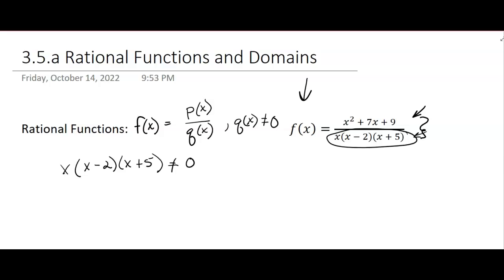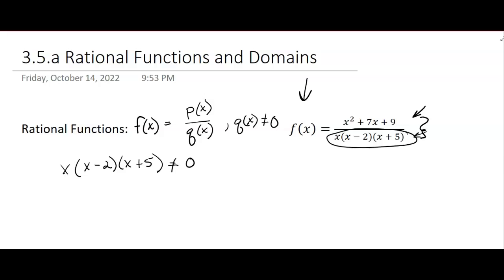Now, I don't know if you want to use the equal sign or the does not equal sign. It doesn't really matter to me. I think in some ways it makes more sense to use the does not equal sign, but a lot of times they'll just put equals because we're trying to find when does the denominator equal 0, and then we're going to say that's what we can't have in the domain. Okay, so hopefully that makes sense.